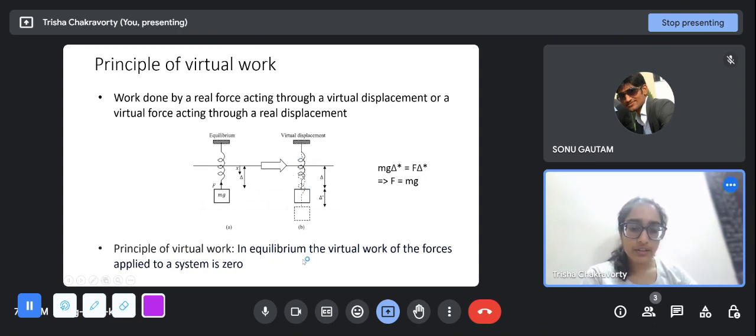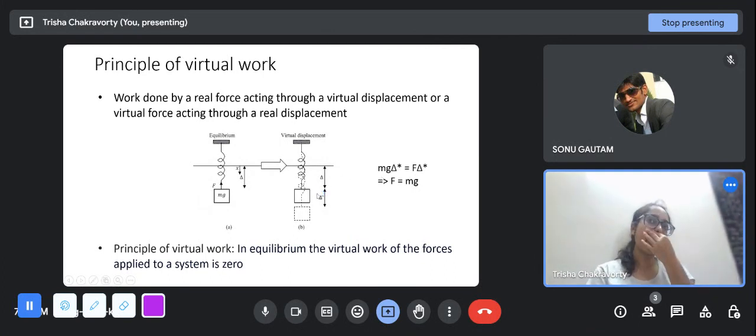And if we want this body to be in equilibrium, we have to equate the virtual work of the forces applied to the system, in the opposite directions. So you could write it as mg delta star minus F delta star equals 0. So we get F equal to mg, which is obvious from here as well. If you forget the virtual displacement and solve this the way we solve equilibrium, if we equate the forces in the y direction, we will get F equal to mg. And this is another way of looking at it.